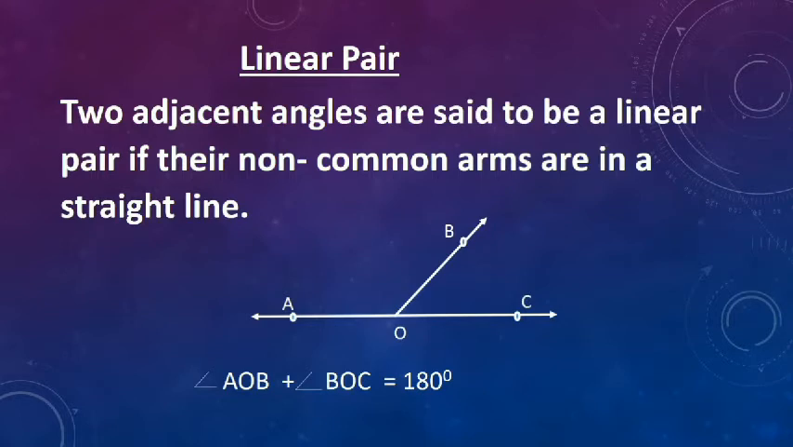The property of linear pair is that their sum is always 180 degrees. That means angle AOB plus angle BOC is equal to 180 degrees.